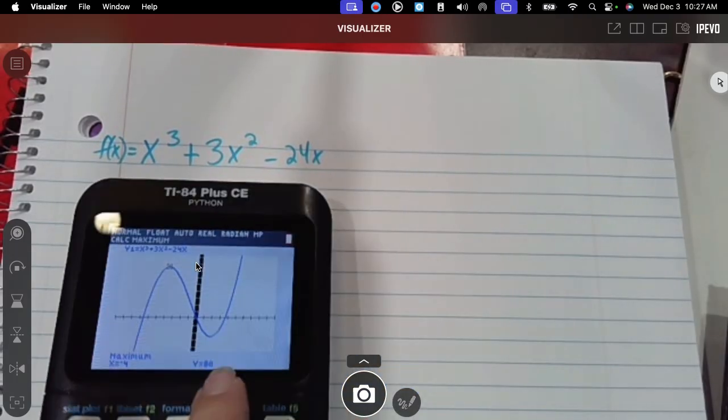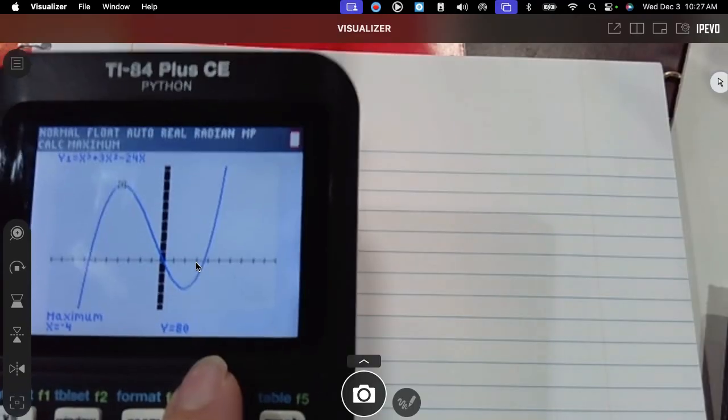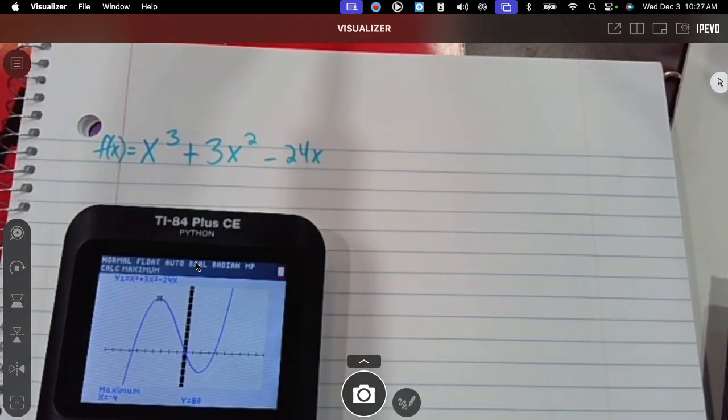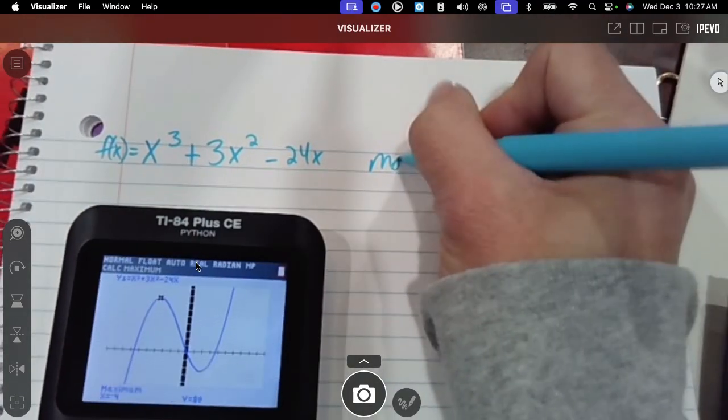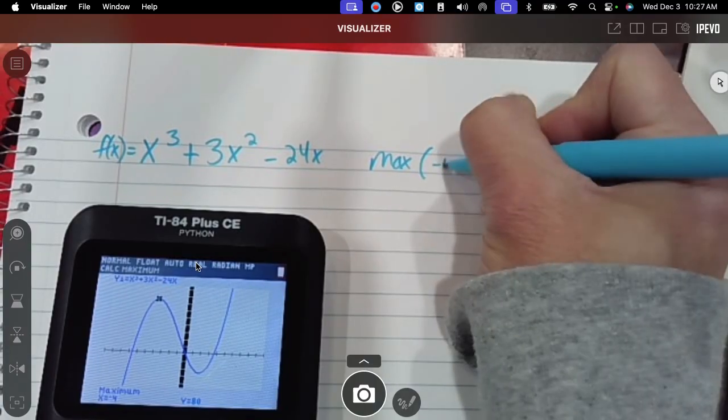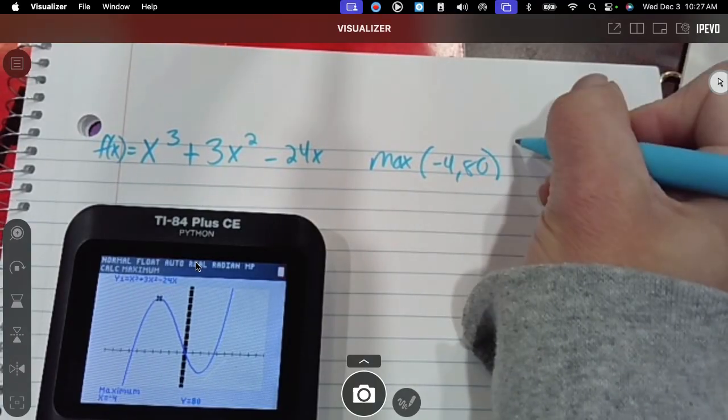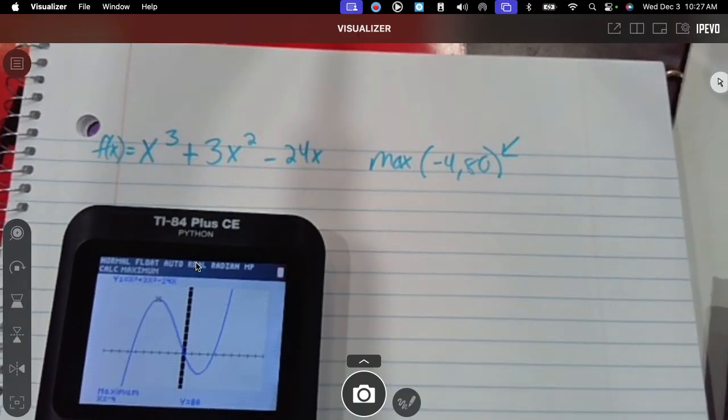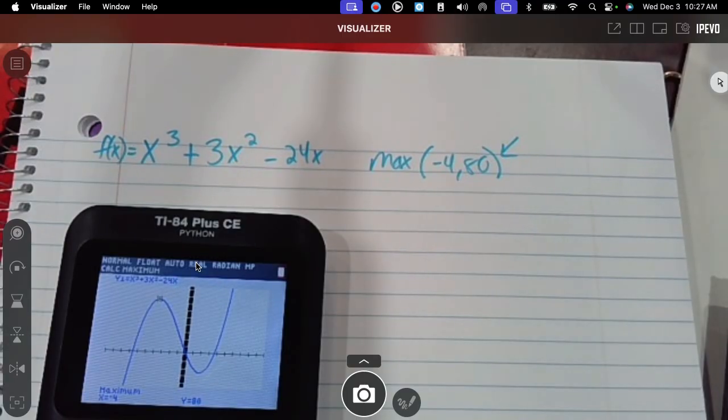My max is 80. But if you want to, you can write it as an ordered pair if you're worried about which one to write. It's negative 4, 80. But that's the max. That's the relative max. Then you don't have to write it. I mean, it just says the relative max is 80, and it says at x equals negative 4.